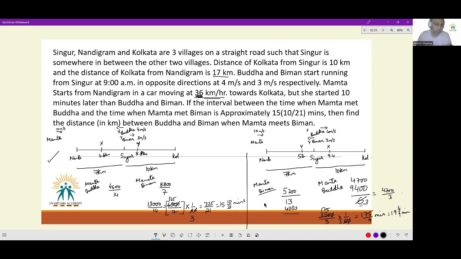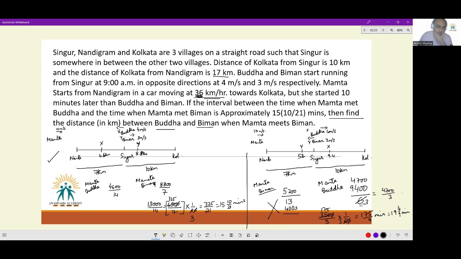So then if we were having bad luck, this is the first case we would have worked with. We'll eliminate this. We've got in here 15 10 by 21. Now we know the case, we know lots of storylines. What is the question? Find the distance between Buddha and Biman when Mamta meets Biman. Okay.